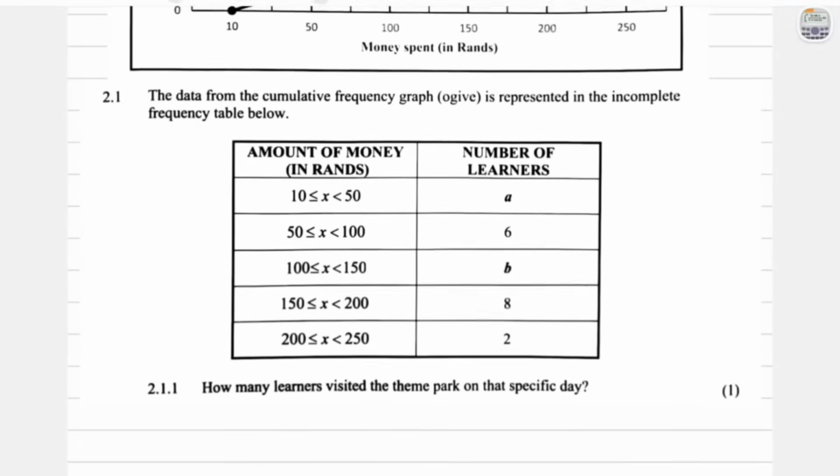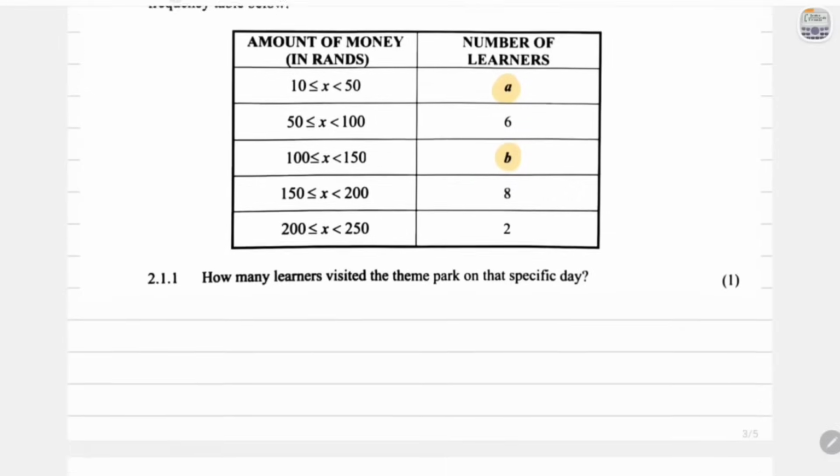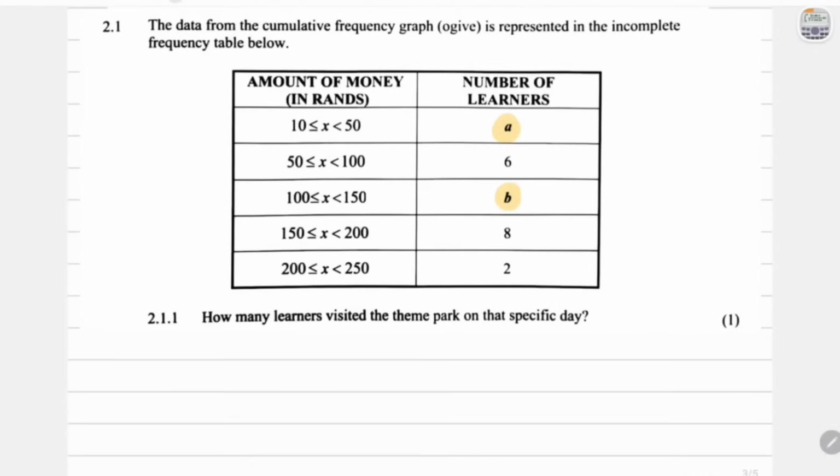So here is our data. As you can see, we have missing values. And what they tell us is that the data from the cumulative frequency, the ogive, is represented in the incomplete frequency table below. And the first question is, how many learners visited the theme park on that specific day? So they actually want to know the total number of learners. And when we look at this, it's like, how can we actually find the total number if we can clearly see that A and B are missing?